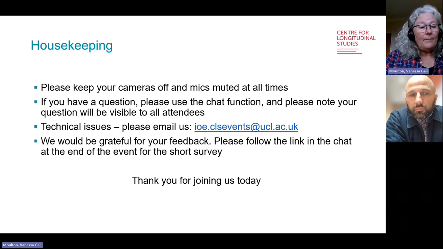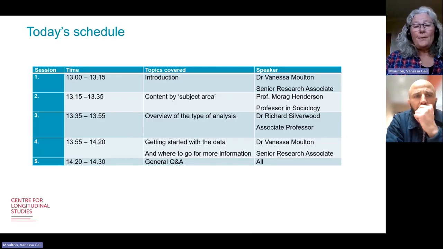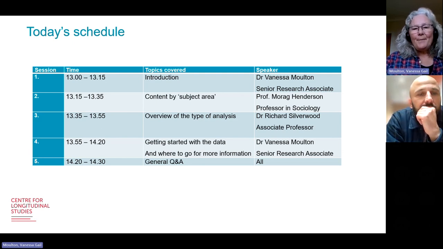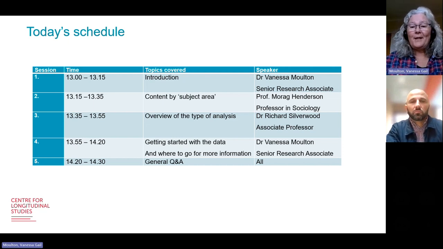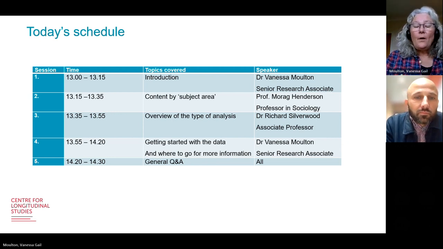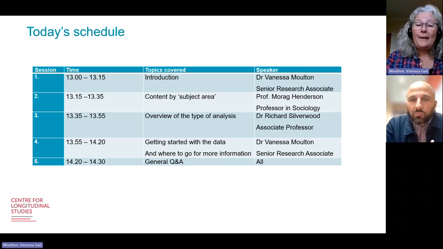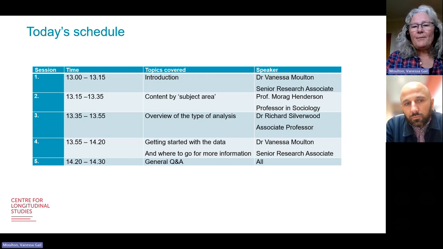So today's schedule, with approximate timings, is split into sessions. The first one is the introduction, which I'm going to do. I'm Vanessa Moulton, a researcher at CLS, and I'm kicking off by giving an overview of cohorts, what they are, and broadly the type of information that's collected. We then have Morag Henderson, who's the principal investigator on one of our cohorts, Next Steps, and she's going to talk about the types of content we have by some, but not all, our subject areas. And then Richard Silverwood, who's chief statistician here, is going to give an overview of the type of analysis that you might be able to do. And then back to me with tips on getting started, and then we'll finish with some questions.